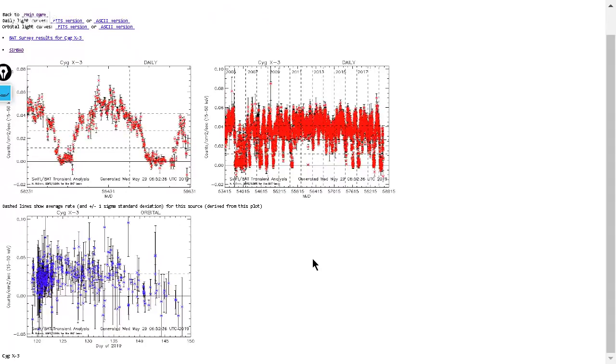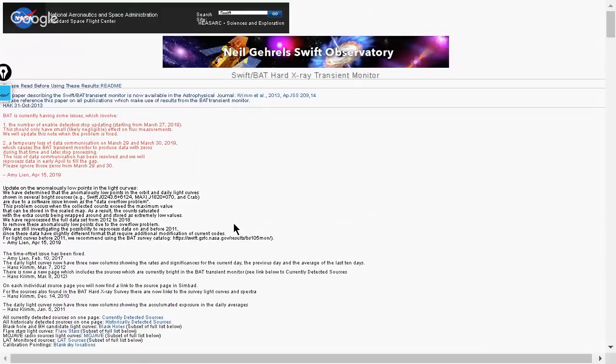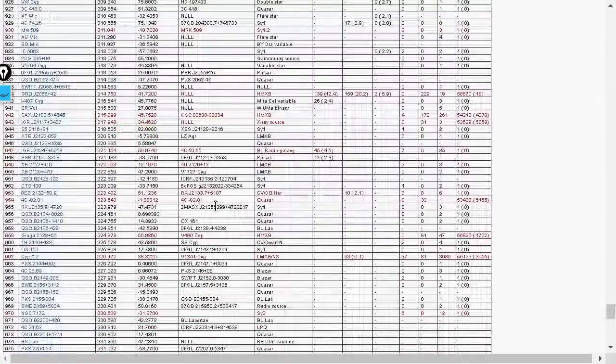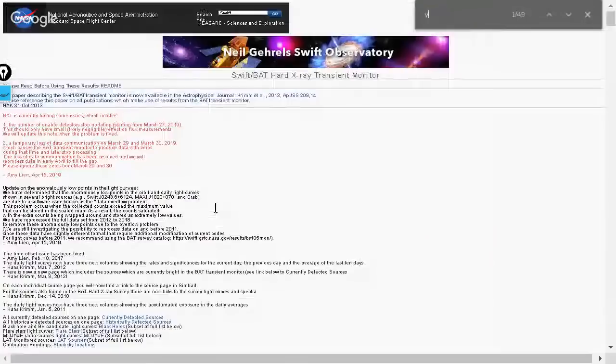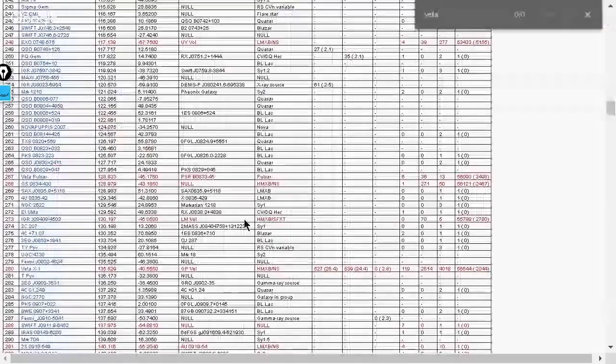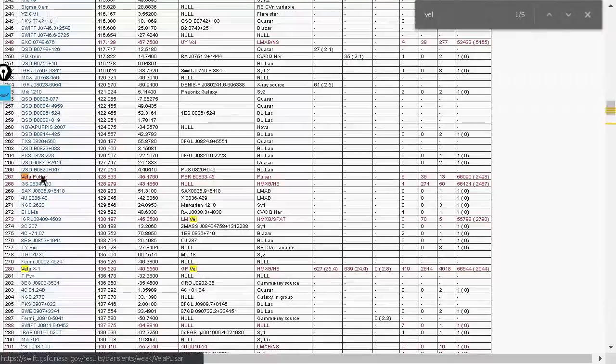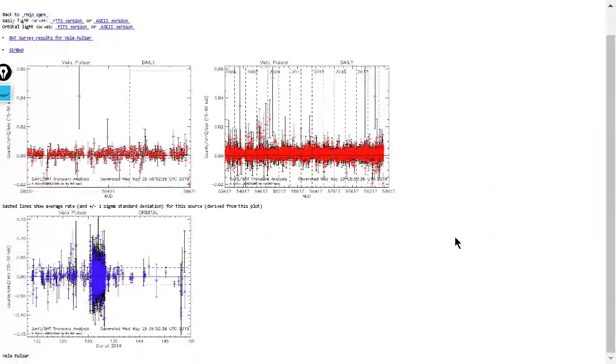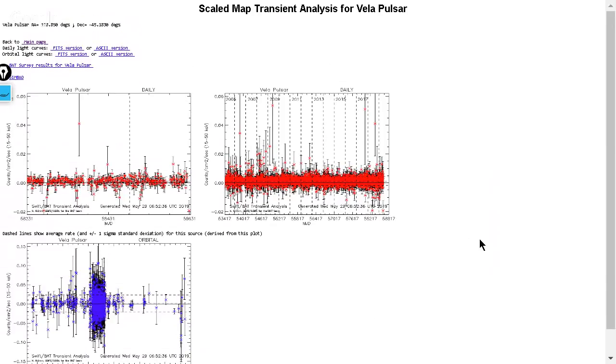Now, you can also look at totally different things that have no graph at all like that, such as the Vela pulsar. Which actually did have a very, very dense burst of transients here around day 131. Now that's located in a different part of the sky, folks.